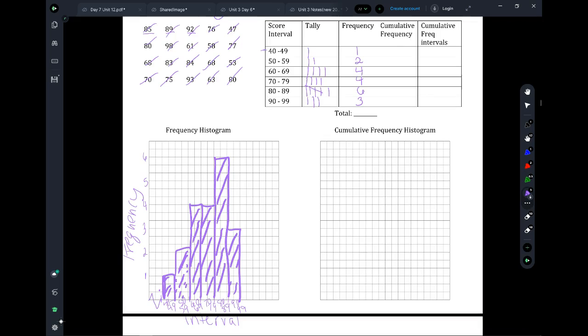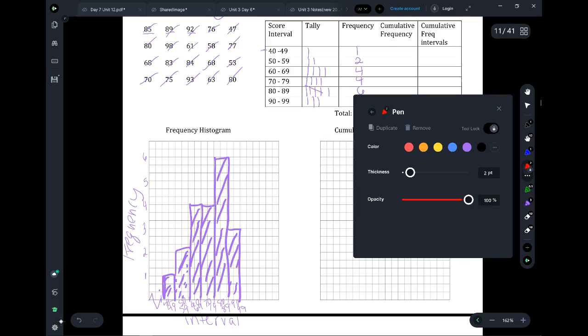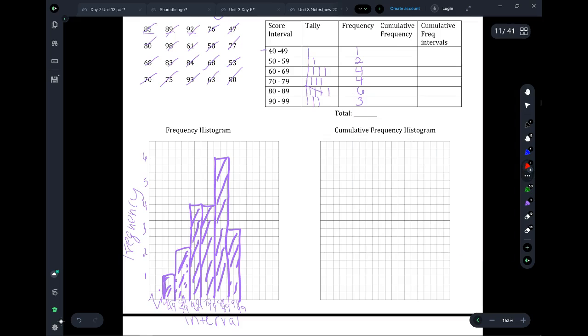Okay. So that is all fine and dandy, but now let's learn about a cumulative frequency histogram. So a cumulative frequency histogram accumulates as it goes. And so it's always going to span back to the very first interval. So the first interval was from 40 to 49, and there was only one score that fell in that interval. But if I count all of the scores from 40 to 59, that would be the 1 plus the 2, which makes a total of 3 scores fit within that interval.